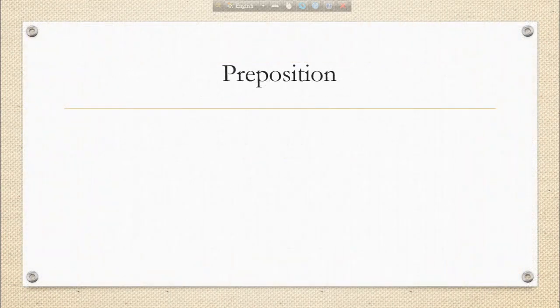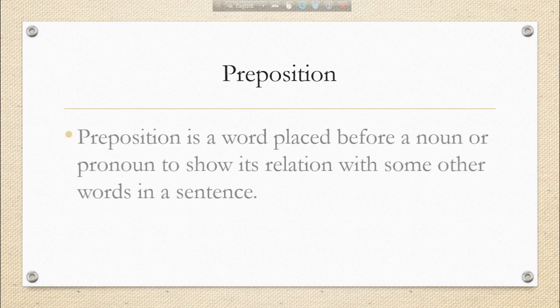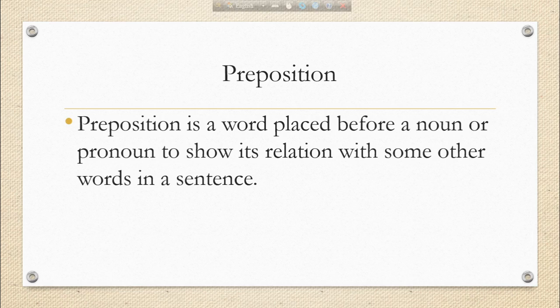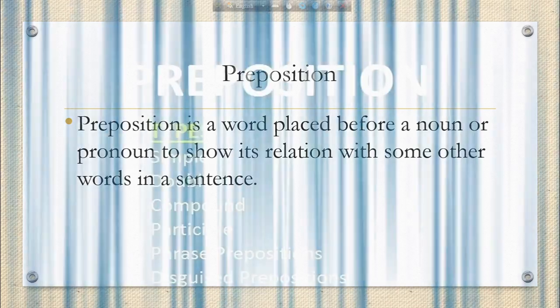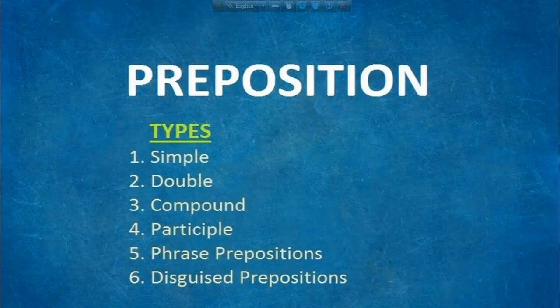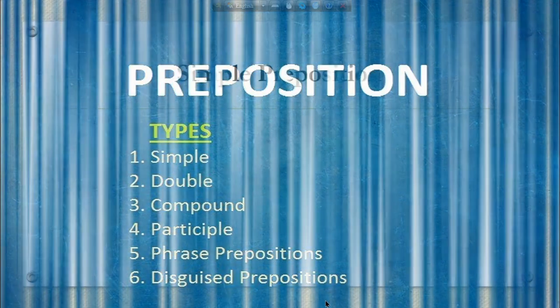Let's get started. Let's flash back to what we learned in our previous lesson about prepositions. A preposition is a word placed before a noun or pronoun to show its relation with some other word in a sentence. These prepositions are of several types. Here we have 6 types: simple prepositions, double prepositions, compound prepositions, participle prepositions, phrase prepositions, and disguised prepositions.